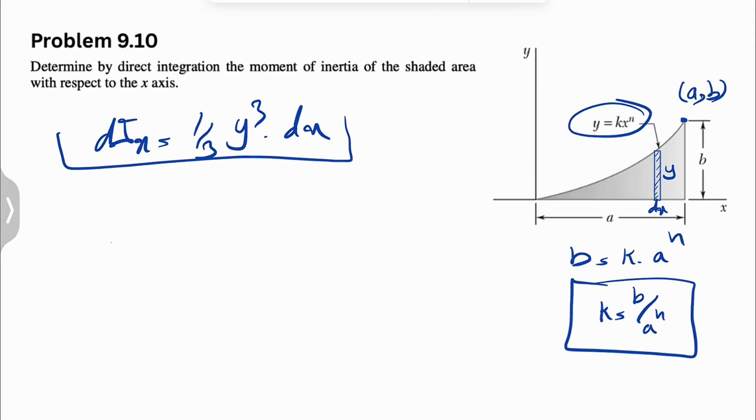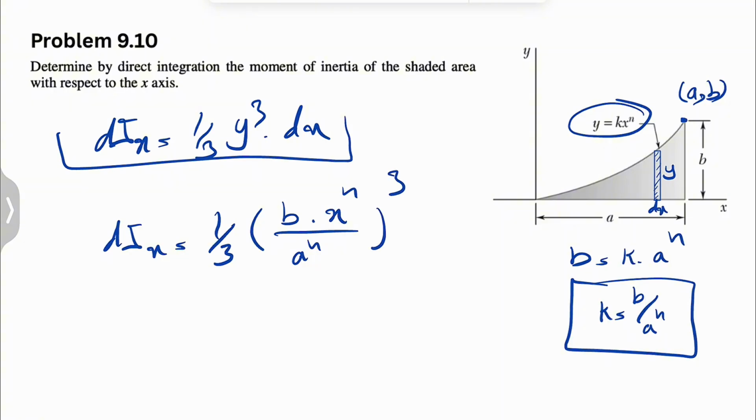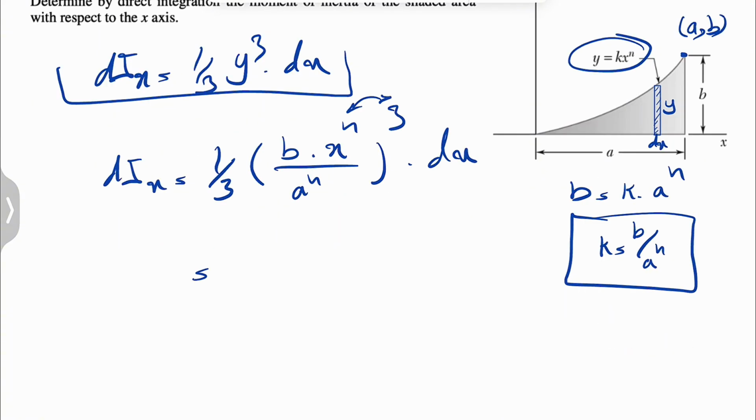All right, so now let's put those in here. 1/3 of y, which is k, b over a to the n, times x to the n, all to the power of 3, dx. So we're just going to multiply the exponents here: 1/3 of b cubed times x to the power of 3n over a to the power of 3n, times dx.